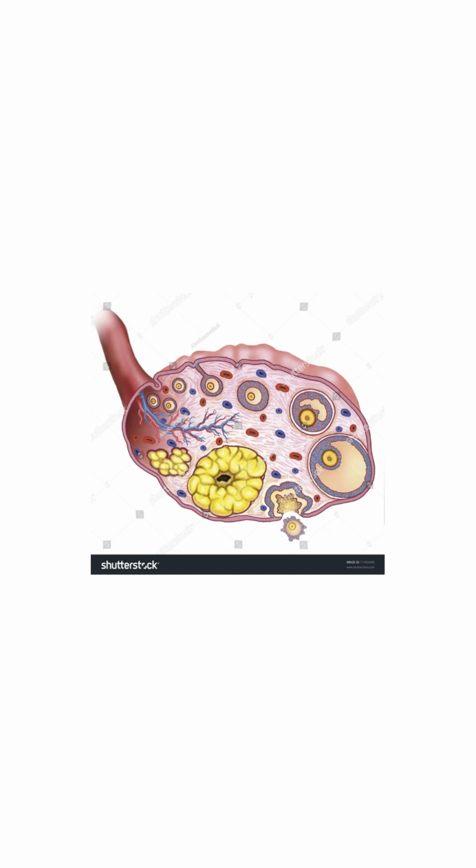Now let's look at the main functions of the ovaries. Number 1. The ovaries produce the eggs or ova. Number 2. Ovaries produce female sex hormones called estrogen and progesterone. And number 3. The ovaries are responsible for the development of secondary sexual characters in girls.